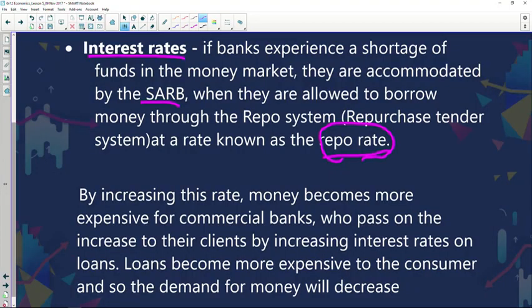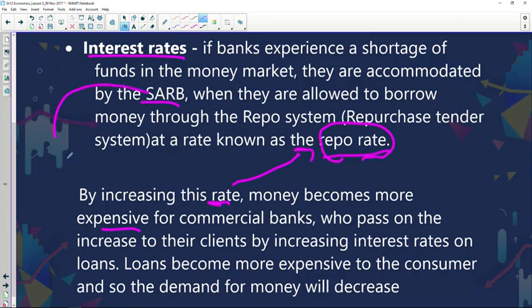So obviously, if the Reserve Bank decides to increase their repo rate, the banks will also increase their interest rates so that there is an equal balance between the amount of money that they have taken out and the amount of money that they have to pay back. So by increasing this rate, money becomes more expensive for commercial banks. So we are referring to the repo rate.